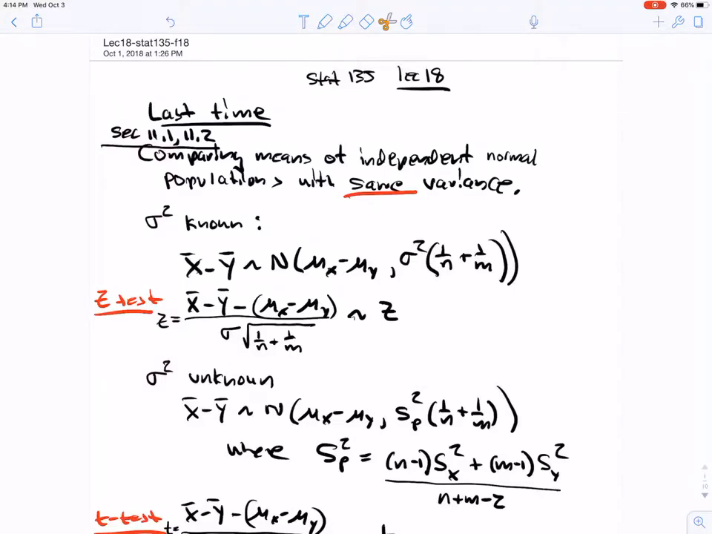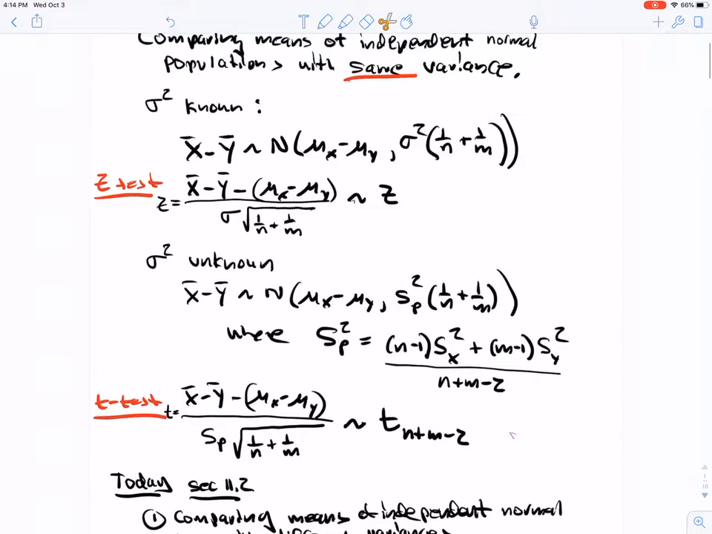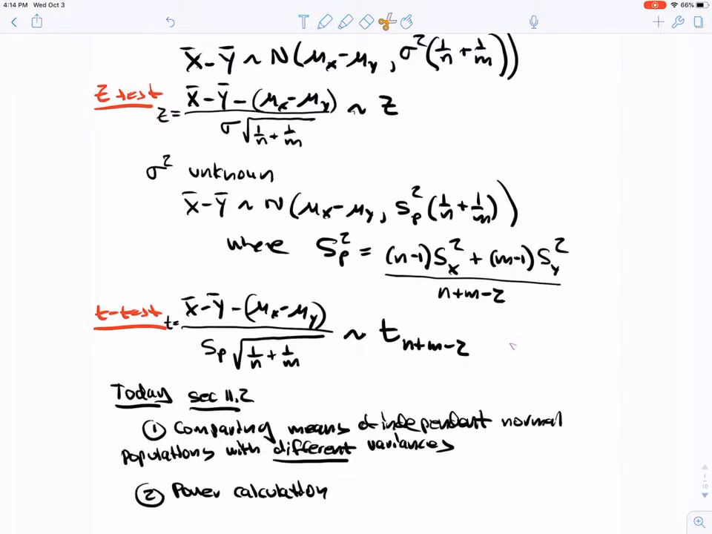Last time we started section 11.1, 11.2, comparing the means of independent normal populations with the same variance. There were two cases, sigma squared known and sigma squared unknown. Sigma squared known is a two-sample z-test, and sigma squared unknown is a two-sample t-test, unless n or m are very large, in which case you can approximate it by a t-test. We introduced the pooled sample variance for our t-test.